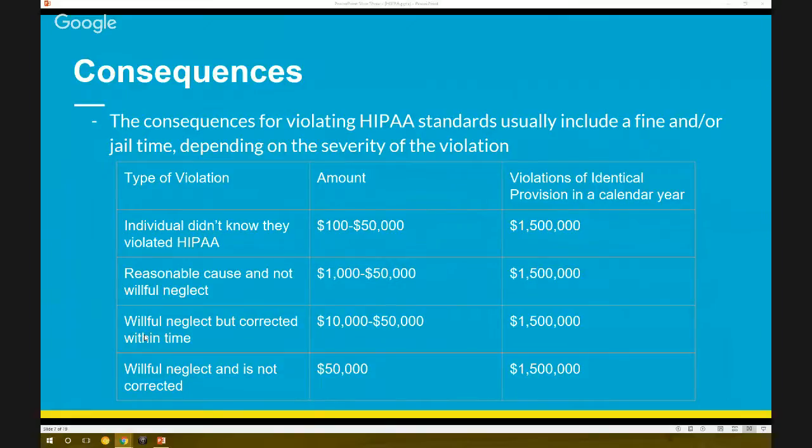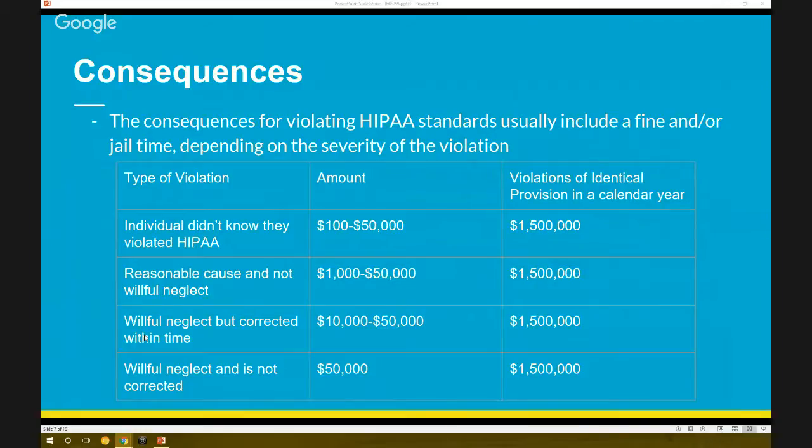And then it goes on to reasonable cause and not willful neglect. And there are the fines, and willful neglect but corrected within time. And those are the fines and the consequences of that as well. And then willful neglect and is not corrected, and those are the fines as well.